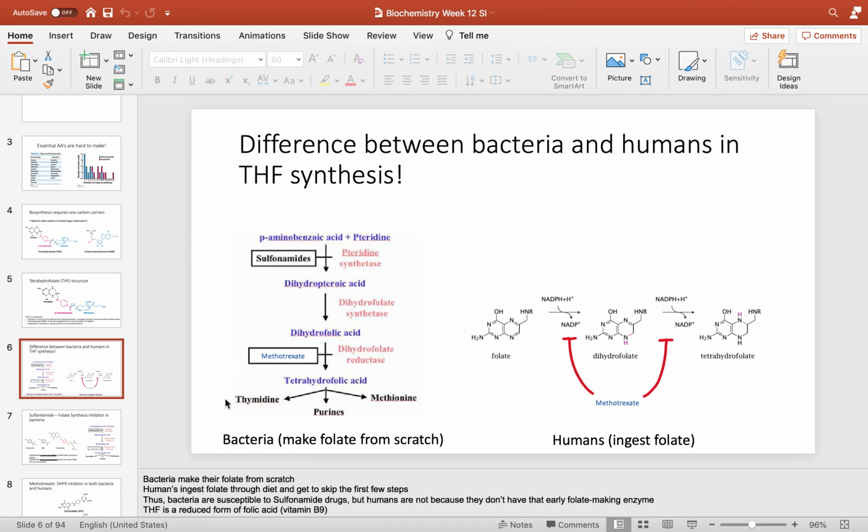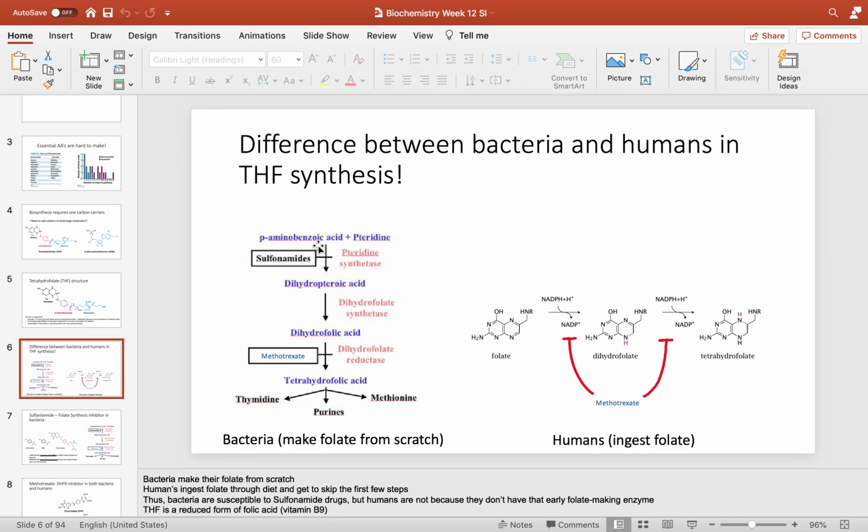However, in bacteria, there's something different going on. And the interesting thing here is bacteria actually cannot absorb folate from the environment. So humans have it easy. They can take this and just 1 enzyme, also 2 reactions, you're done. Here it's a bit more complicated. You actually have to synthesize your own folate.